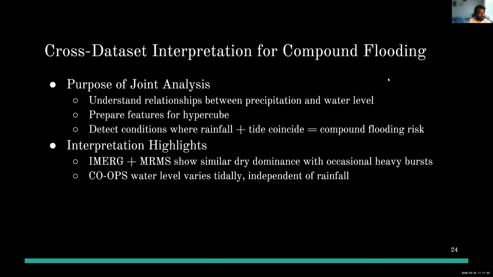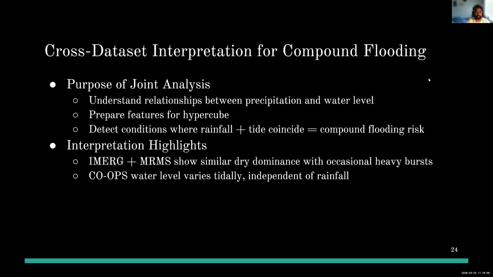Okay. Now, why is it important to have this cross data interpretation for compound flooding? Well, the main purpose of this joint analysis is to understand the relationships between all of these data points and additionally prepare these features to be read by the hypercube. And if it's able to detect certain conditions where the rainfall, the tide, and the wind coincide together, well, that poses a greater compound flooding risk than any one factor itself.